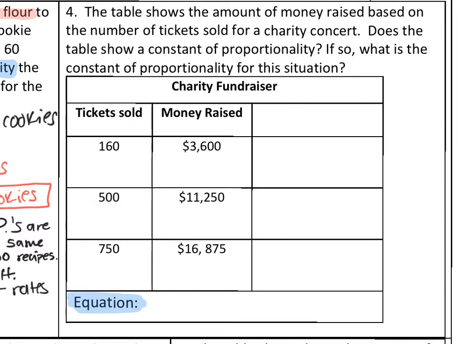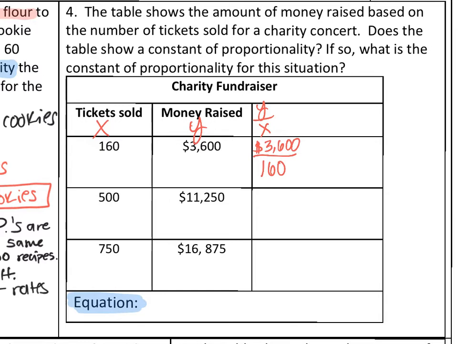Okay, as always, I told you write your ratios in terms of y to x. The first rate that's given to you is your x. The second rate that's given to you is your y. When we write our ratio, we write them from y to x. So my first ratio is $3,600 of the money raised meant that they sold 160 tickets.